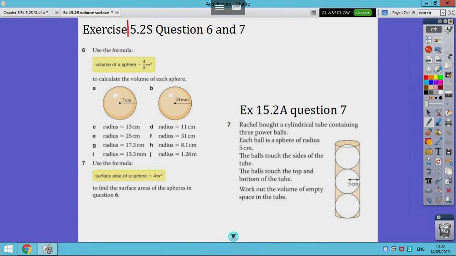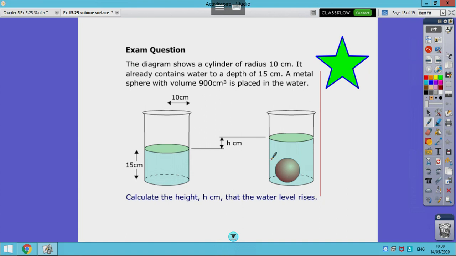Now those of you that want a little bit of an extension question, an exam question, I have got one for you today. Now, the diagram shows a cylinder of radius 10 centimetres. It already contains water to a depth of 15. A metal sphere with a volume of 900 centimetres cubed is placed in the water. Calculate the height that the water level rises.